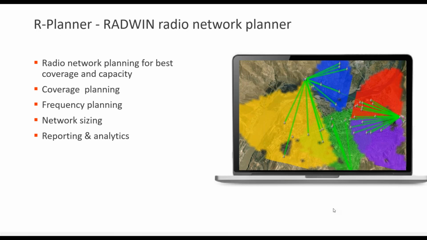Okay, the RADWIN R Planner, radio network planning for best coverage and capacity, for point-to-point or point-to-multipoint. It provides you coverage planning, frequency planning, network sizing, and reporting and analytics.